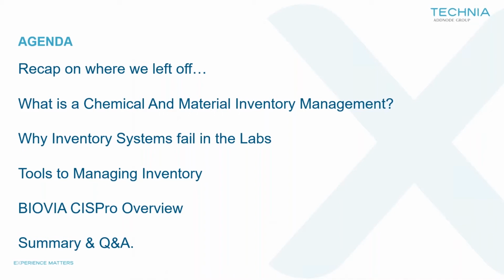Before we get into the main presentation, here's a quick agenda. Firstly, I'd like to quickly recap on what we covered on our last webinar. Next, we will ask ourselves what chemical and material inventory management is. This will then lead into why inventory systems fail in labs and the tools companies are using to stop this from happening. Rupayan will then take you through an overview of our chemical and material inventory management system, SysPro, and we will then summarise and answer any questions anyone has.